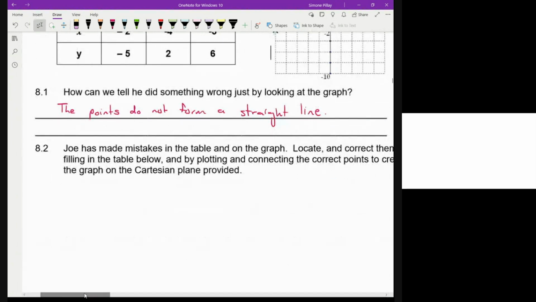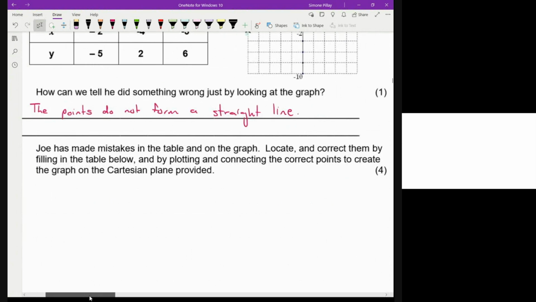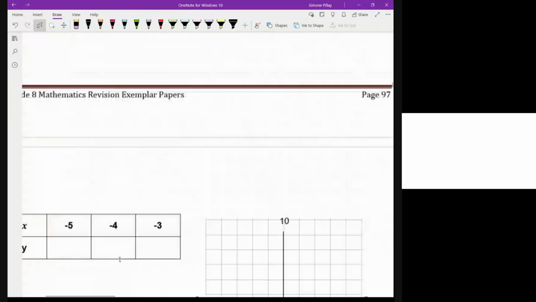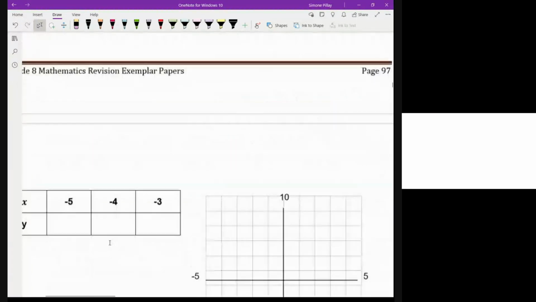Now, it says that Joe has made mistakes in the table and on the graph. Locate and correct them by filling in the table below and by plotting and connecting the correct points to create the graph on the Cartesian plane. So basically, we're redoing his work. Okay, let's copy our equation. y equals 4x plus 18.